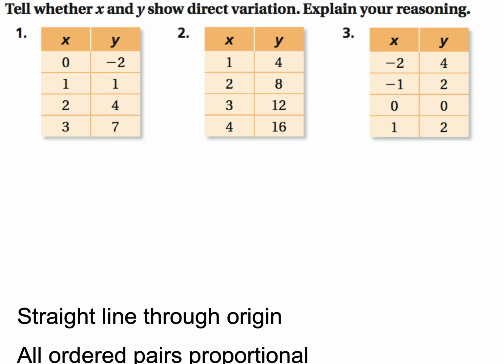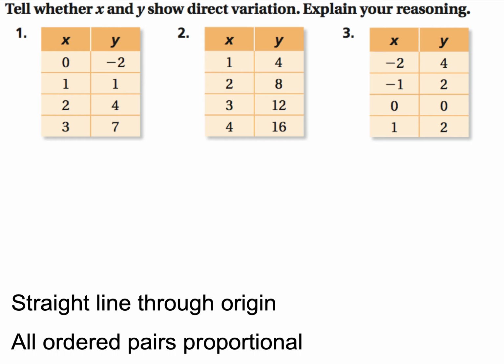All right, tell whether x and y show direct variation. Explain your reasoning. Now, we could graph it. If we graph it, we're looking for a straight line through the origin, and all ordered pairs are going to be proportional. Now, first off, on this first table, this is 0. It should be 0 here, but it is not 0. So it does not go through the origin.